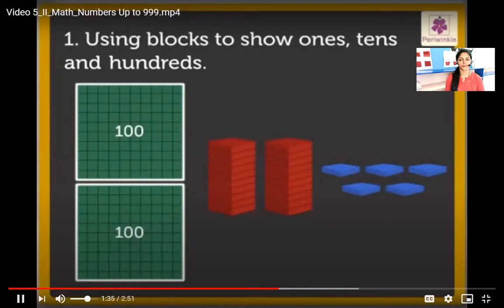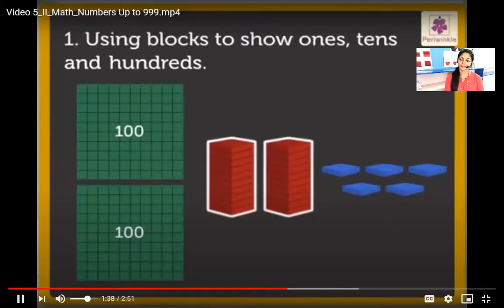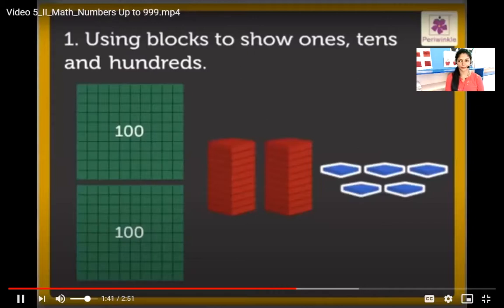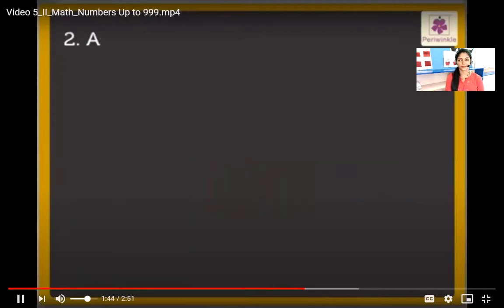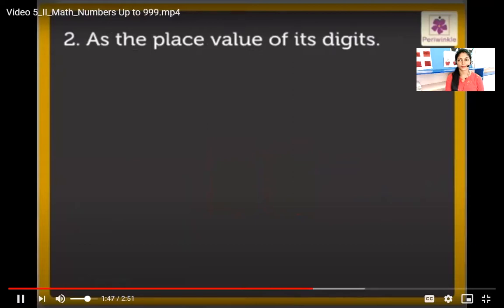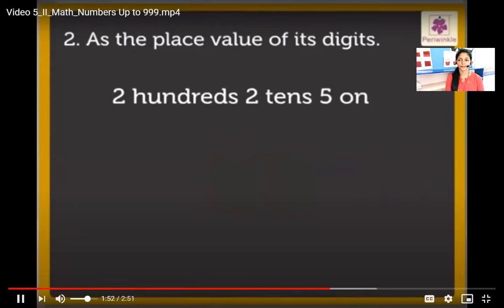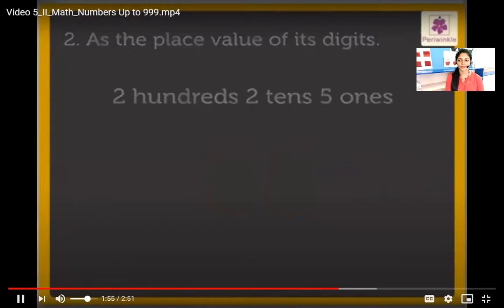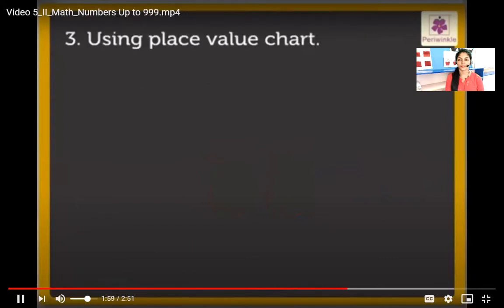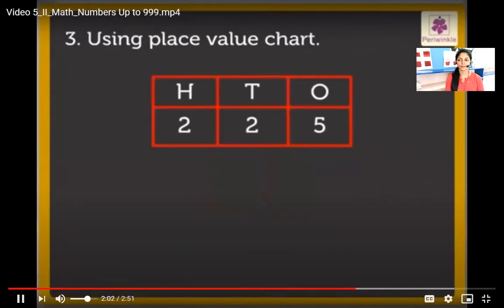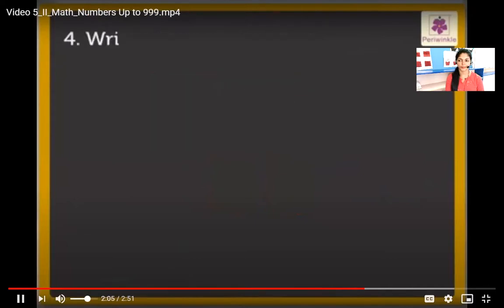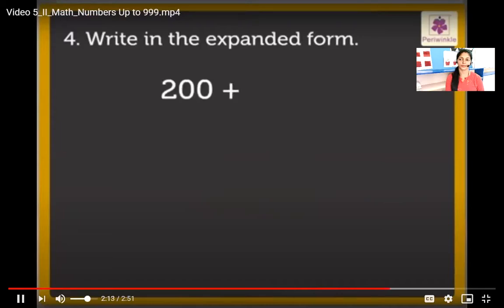2 blocks of 100, 2 blocks of tens, and 5 blocks of ones. 2. It can be written as the place value of its digits, as 2 hundreds, 2 tens, 5 ones. 3. It can be written using the place value chart as shown. 4. Next way to write it is in the expanded form like this: 200 plus 20 plus 5.